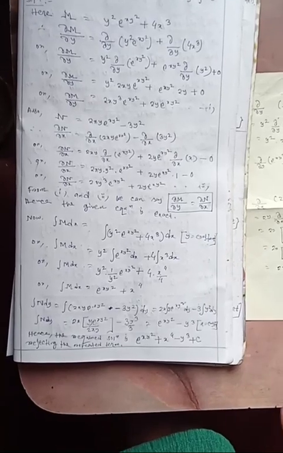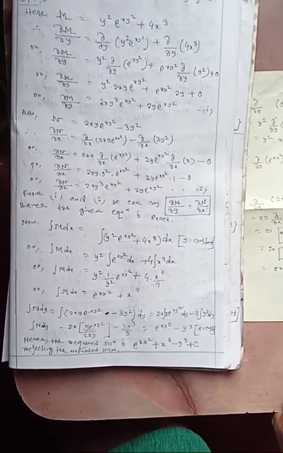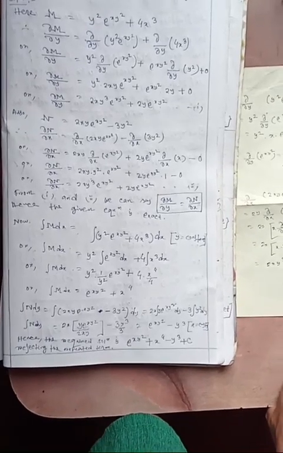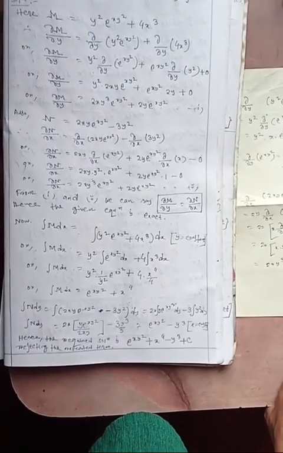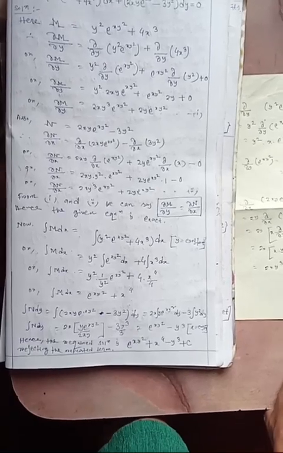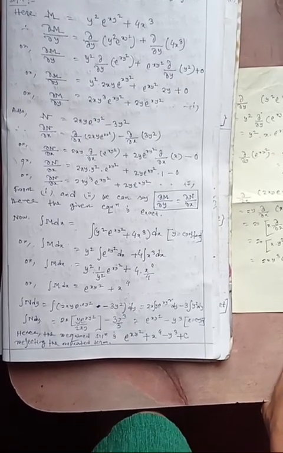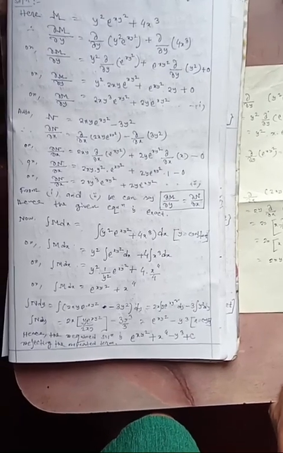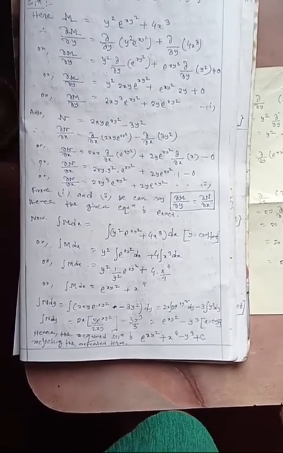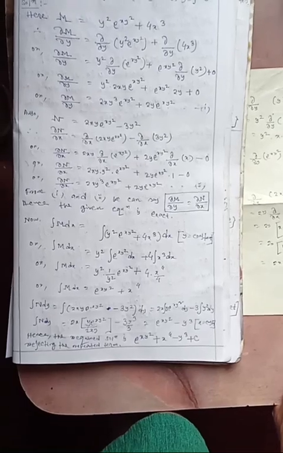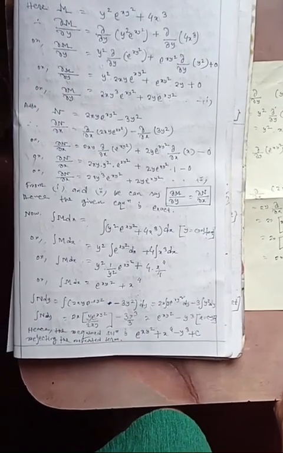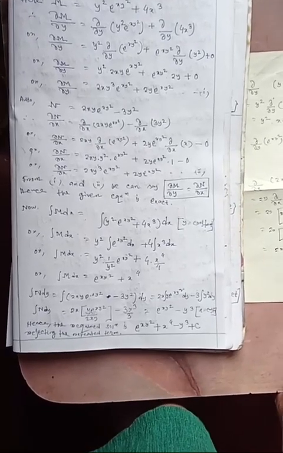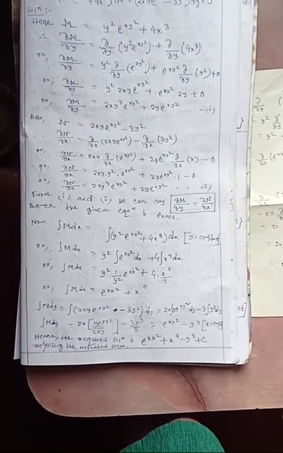In the next line, we can write ∂N/∂x = 2xy multiplied by y² multiplied by e^(xy²) + 2y e^(xy²) multiplied by 1 − 0, or ∂N/∂x = 2xy³ e^(xy²) + 2y e^(xy²). We have named it equation 2. From equation 1 and equation 2, we can say that ∂M/∂y = ∂N/∂x. So the given equation is exact.